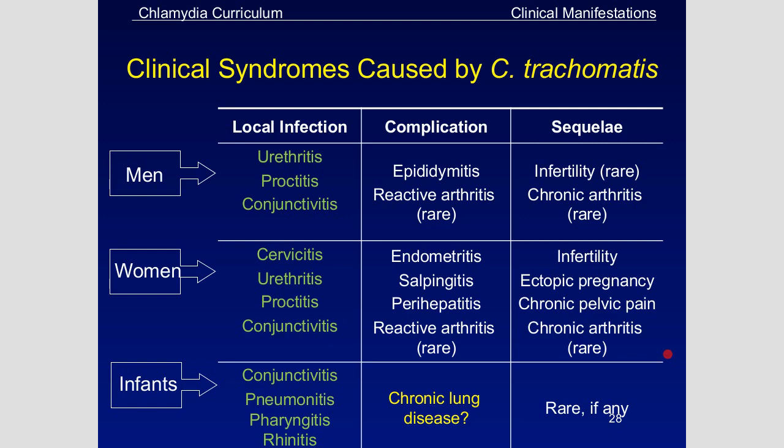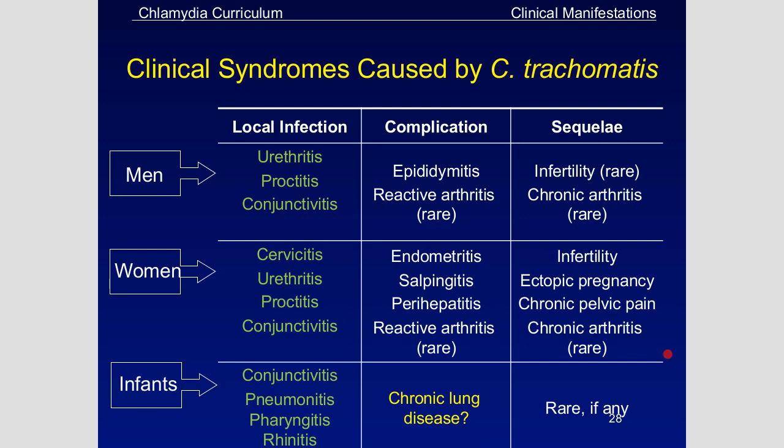As far as infants are concerned, most commonly because they're born through the vaginal canal, their eyes are going to get infected. So they have conjunctivitis. They may also have pneumonia, pharyngitis, and rhinitis. So these are the local symptoms, meaning where the microorganisms enter the mucous membrane or break the barrier. For complications, keep in mind, many times people would not present with the local symptom. They may not. So sometimes they present with the complication of the local symptoms.